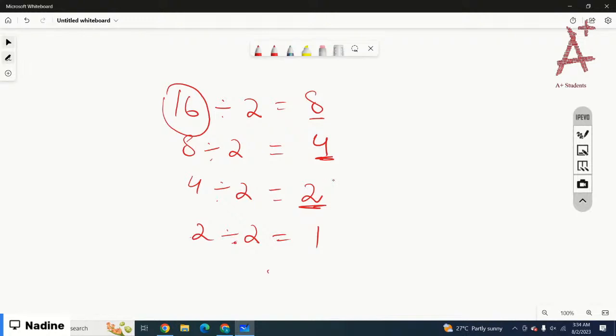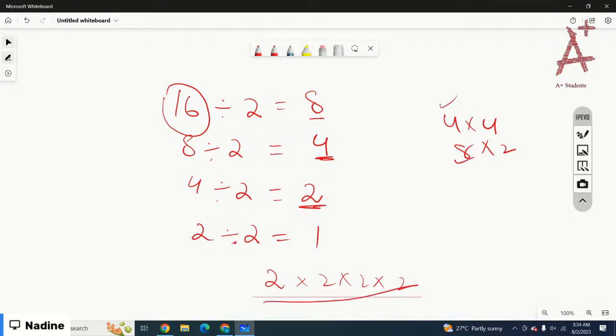So the factors of 16 are 2 times 2 times 2 times 2, because you divided 4 times, right? So they all are factors of 16. You can see 4 times 4 is 16, 8 times 2 is 16, but they are not the prime factors. 4 is not prime, 8 is not prime. This is the only prime factorization of 16, right?